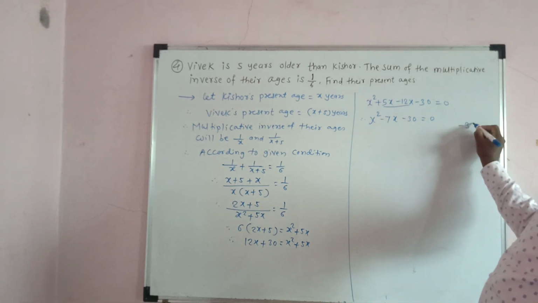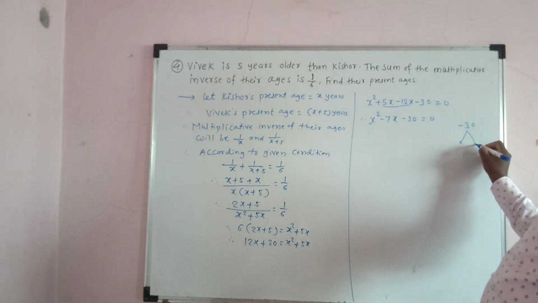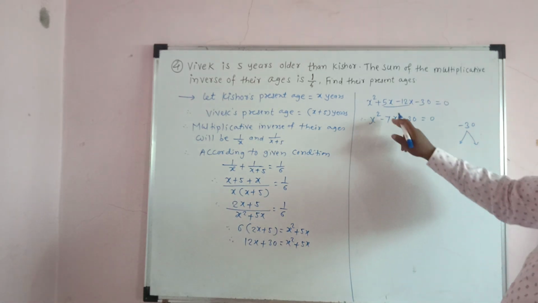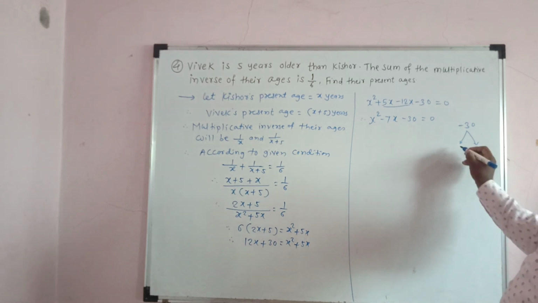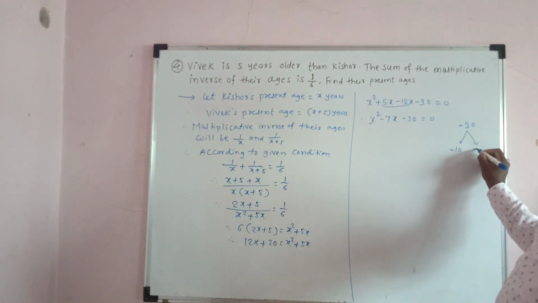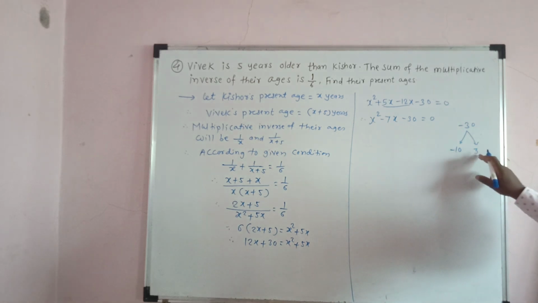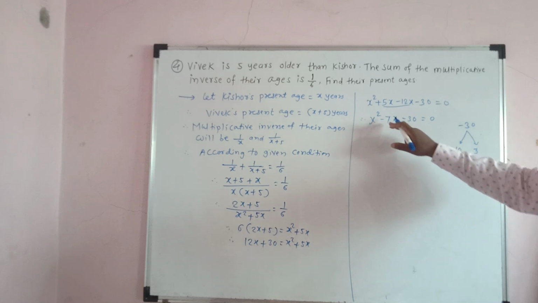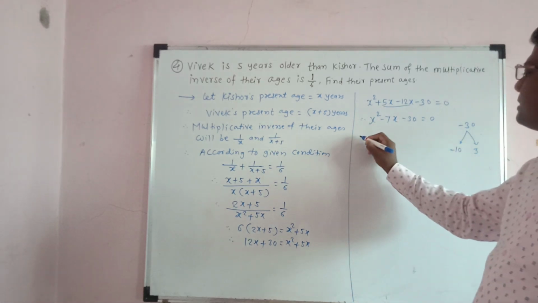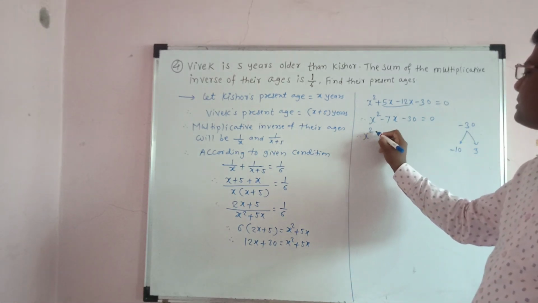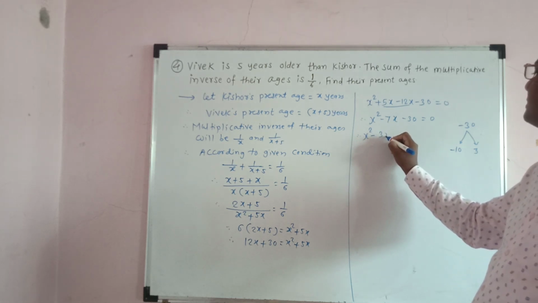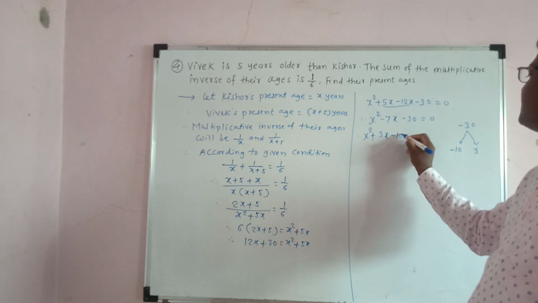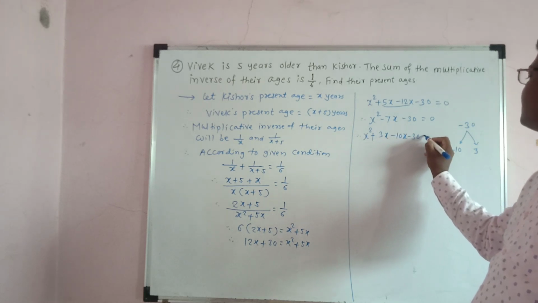Now find two numbers such that their multiplication is minus 30 and sum is minus 7. So numbers are minus 10 and 3. Multiplication is minus 30 and minus 10 plus 3 is minus 7. Therefore, x square plus 3x minus 10x minus 30 is equal to 0.